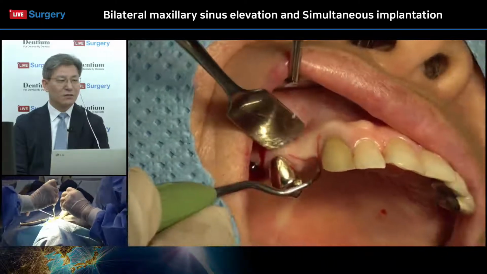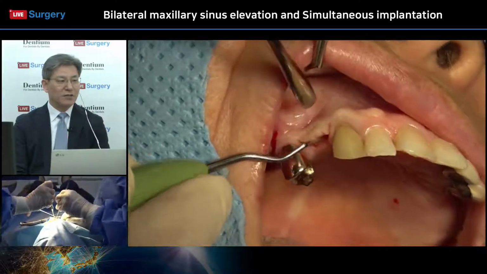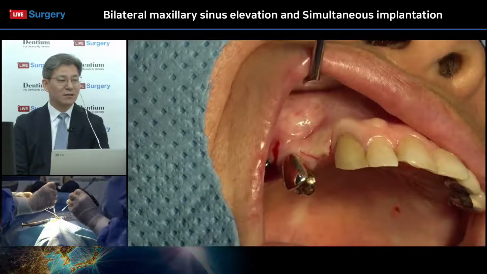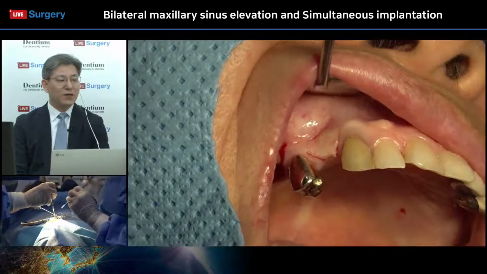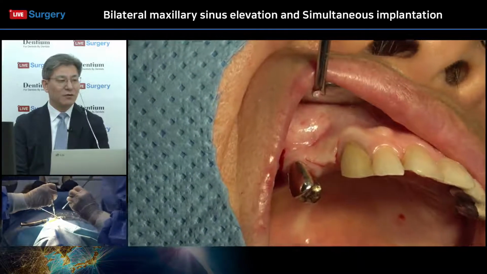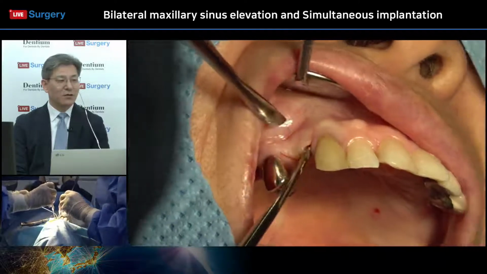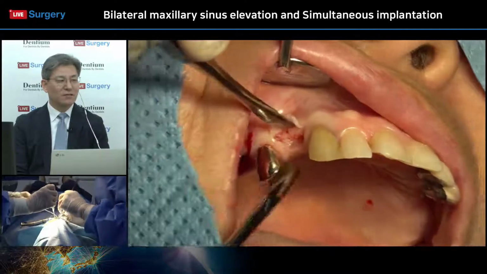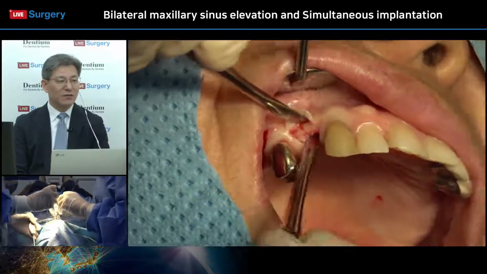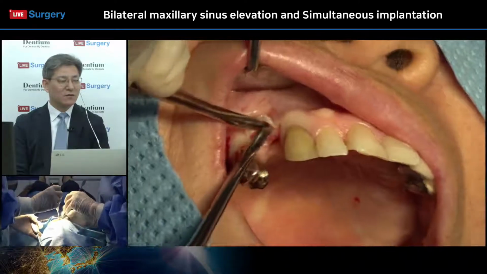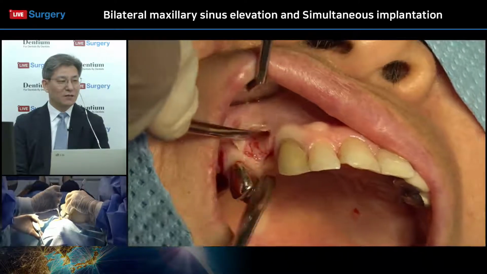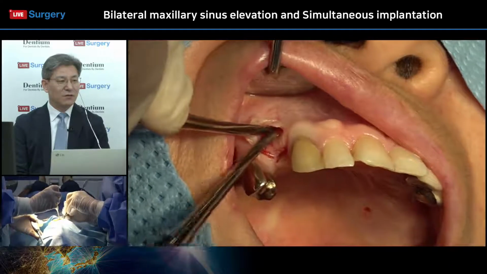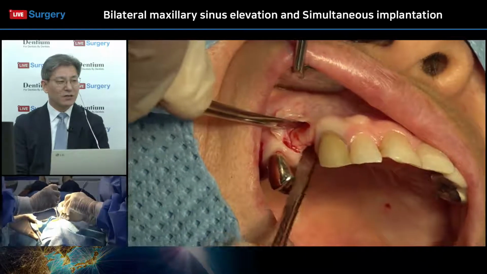Okay, so the flap reflection using this periodontal curette. I think it is very impressive using this pin for fixation of the flap. Actually, only two pins are enough for fixation of the flap around the number 16 area. So very simple and easy. The alveolar bone is very thin. So thin, as you see. Narrow. As you can see, there is some depression around this.